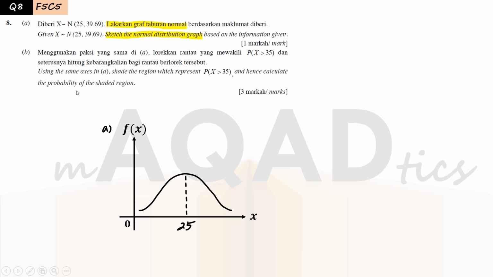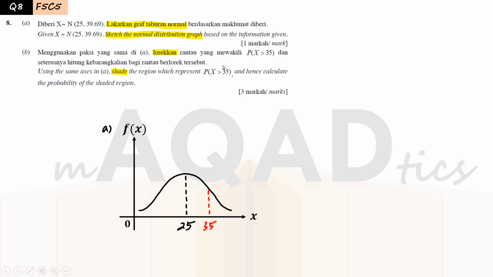And for part B, we need to use the same graph again, and we need to shade the part where x is greater than 35. So let's shade it now. 35 would be on the right side of this middle line because it's greater than 25. So let me use the red pen, and we are going to draw the 35 here.